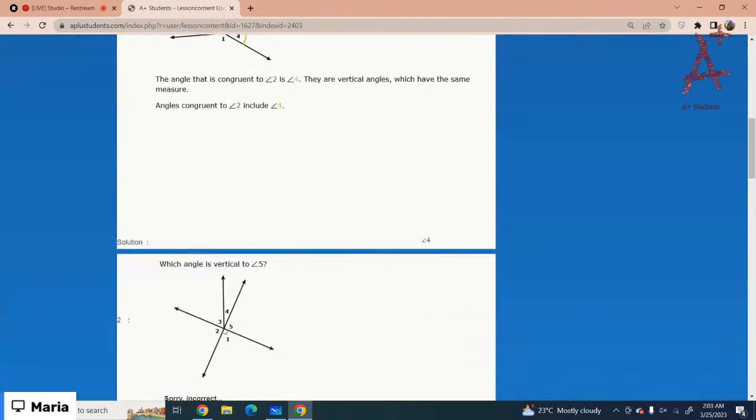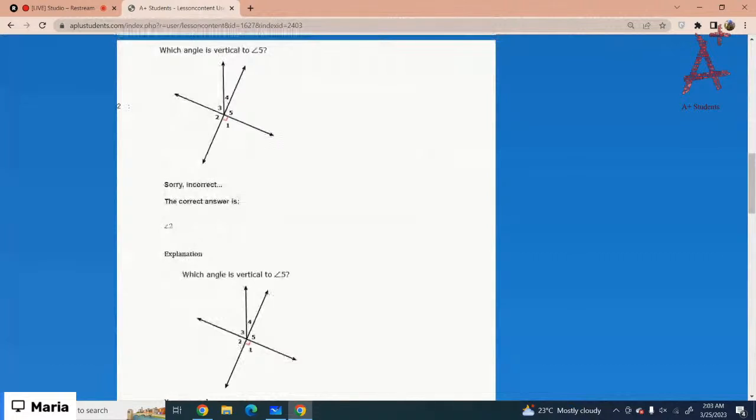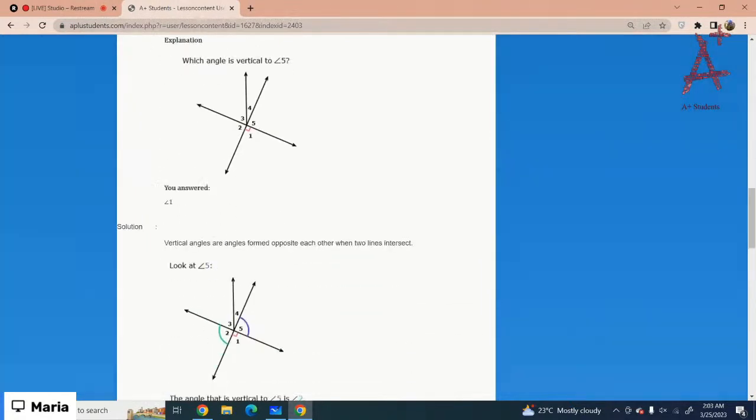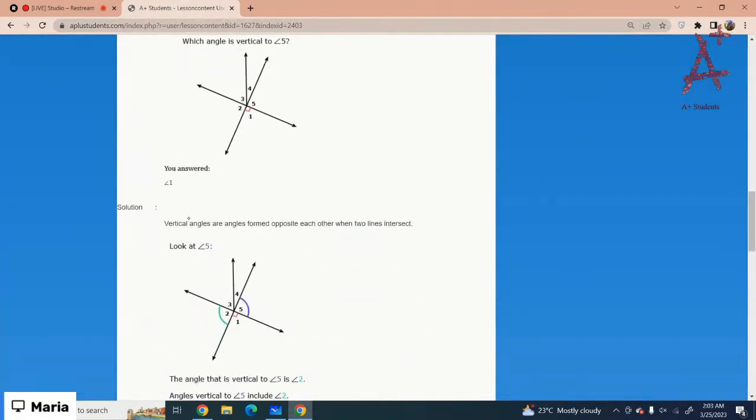The next one is which angle is vertical to angle 5. So what are the vertical angles? Verticals are the angles formed opposite each other when two lines intersect. So you have to look for the vertical angle to angle 5. Just opposite to angle 5 is angle 2. That means angle 2 and angle 5 are vertical angles. They are on the two lines that are intersecting but opposite to each other.